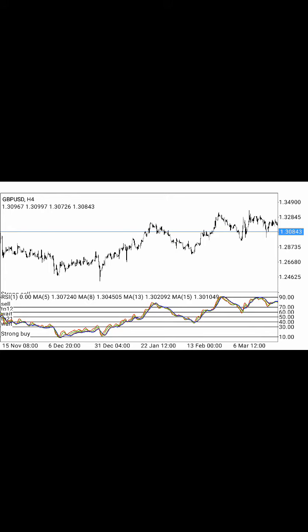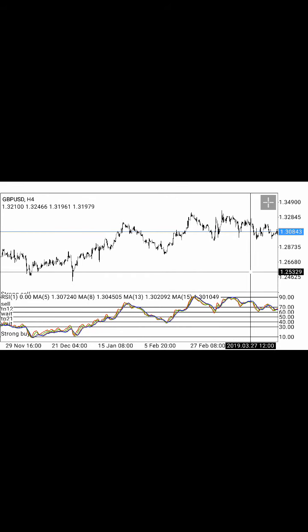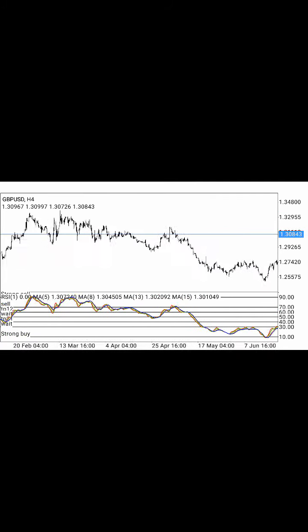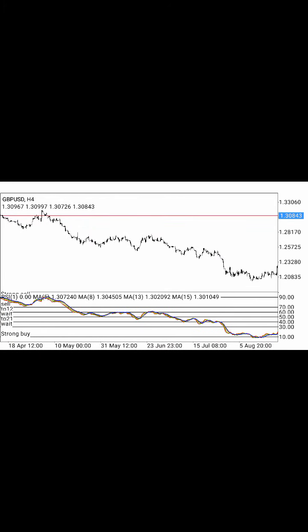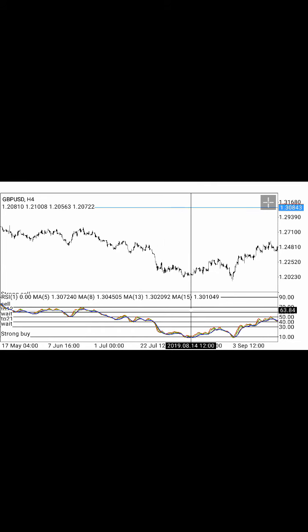You understand? Let's go forward. It touches 90 again. You don't ask questions, you sell again. It goes down in profits. Here again, it touches the 10. You see? Here you're going to buy, right?